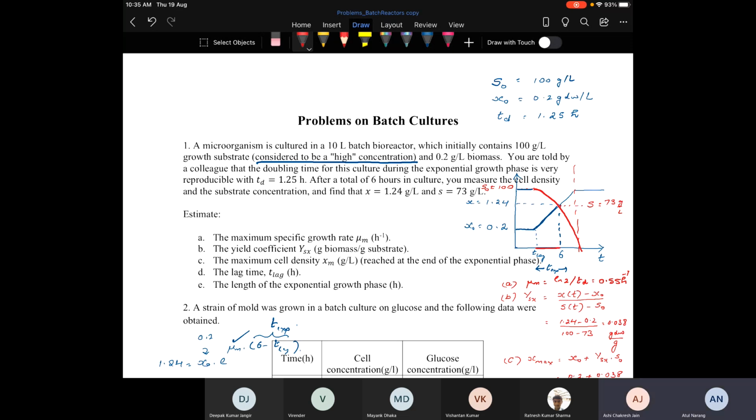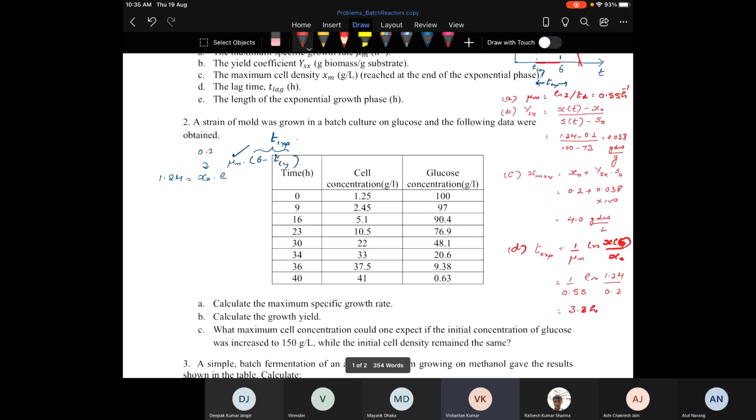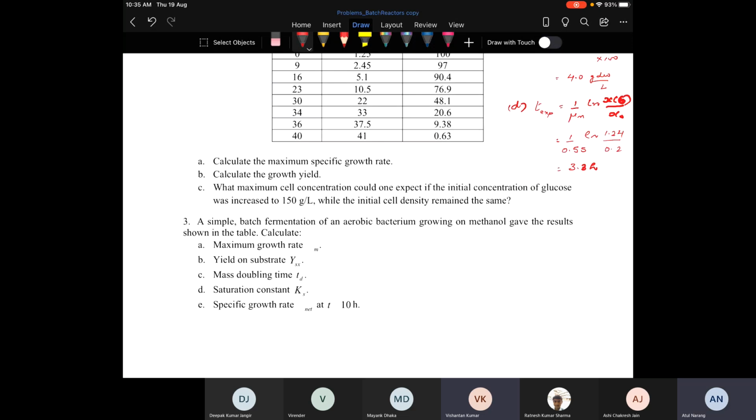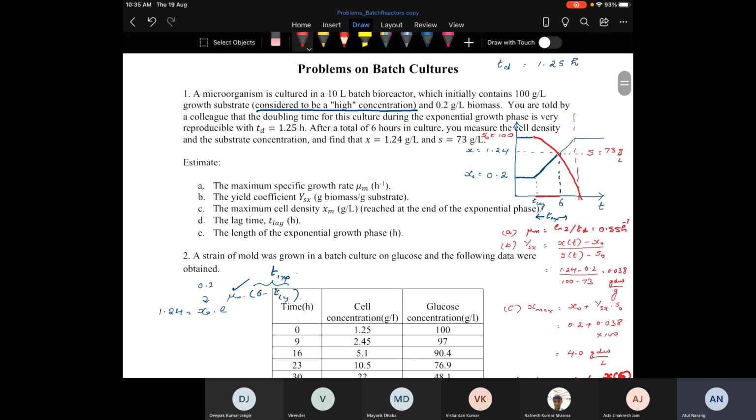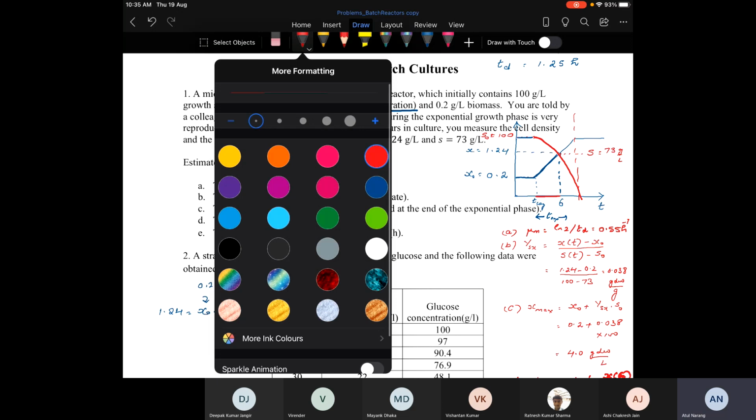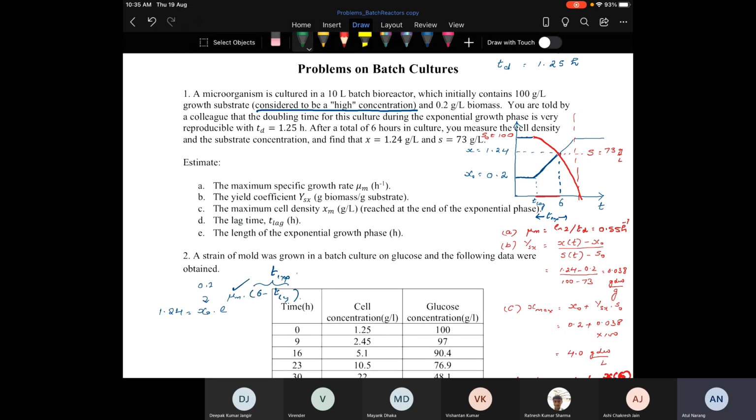Yes, sir. What about the last one? It's clear. The last one, the length of the exponential growth phase. This is actually straightforward. It will be x max equal to x naught into e to the power mu m into t. Just apply this formula now. Now the question is basically saying, tell me the length of this portion. I'll show it in green. He wants this entire length.